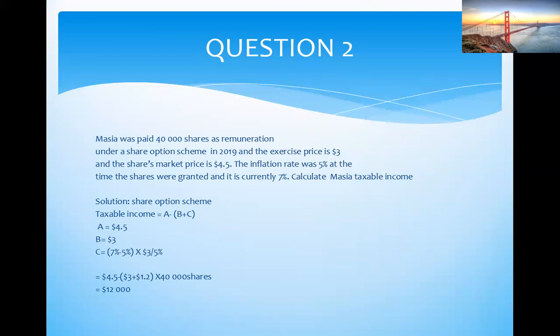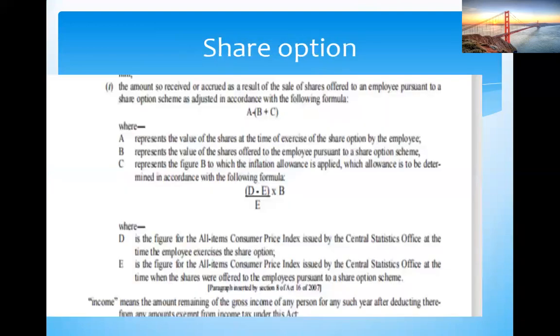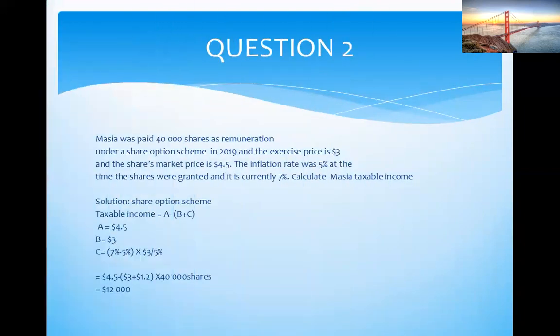bracket B plus C. And I think you still remember what we covered, that B represents the value of shares offered to the employee pursuant to the scheme. Okay, I think you can actually do the math. Let me try to get my pen so that you can actually see on this one. Let me try to see where I can get a pen.